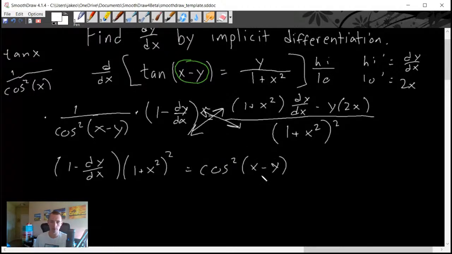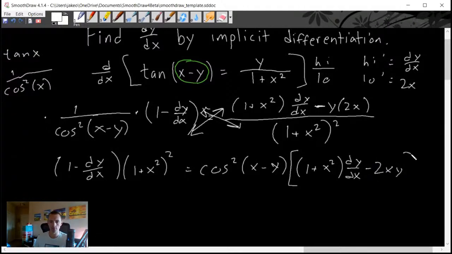Now, when we're multiplying our cosine squared of x minus y times this whole numerator, notice we have addition and subtraction within here. Make sure you put the whole numerator in parentheses. That's very important, or else you're not going to properly distribute that, and you'll end up with the wrong answer. Instead of y times 2x, I'm going to write that as 2xy.